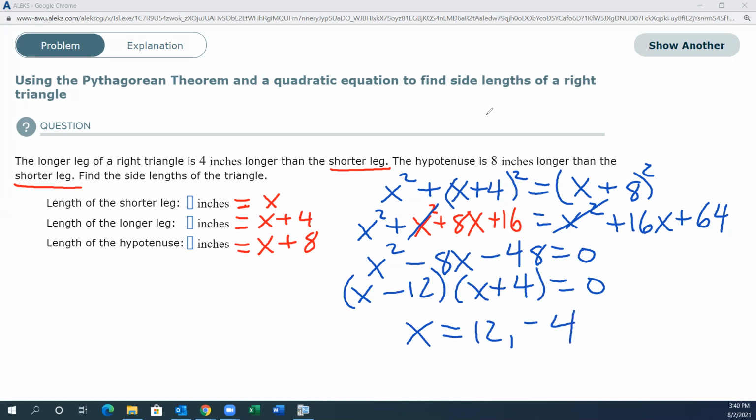Now, we are looking for lengths of sides, and x stands for the short leg. Well, you can't have a negative amount, so it has to be 12 for the short leg. So x is 12 everywhere in this problem. x is 12 there, and 12 plus 4 is 16, and 12 plus 8 is 20. Everything is measured in inches, so I'll slap those in there because numbers without units don't really mean much. And that's it: 12 inches, 16 inches, 20 inches. You got it.